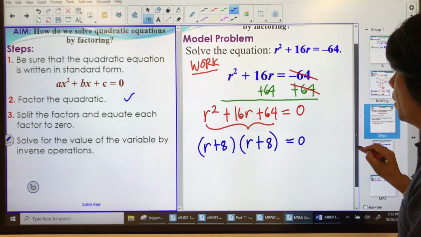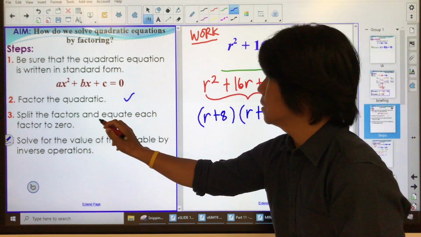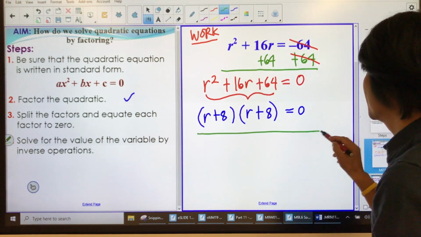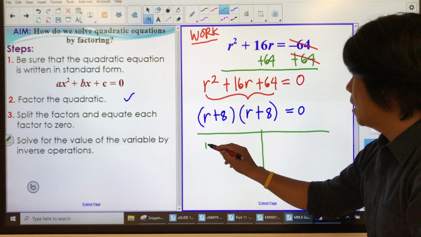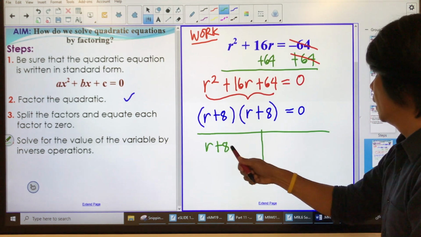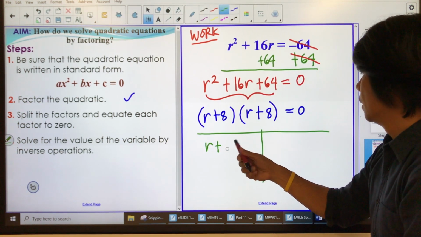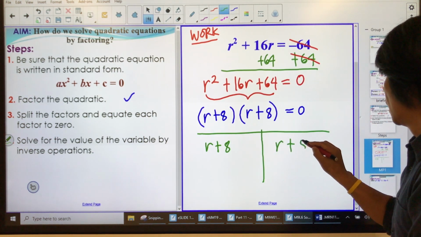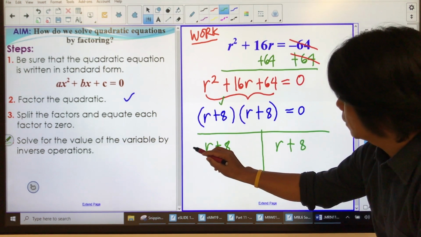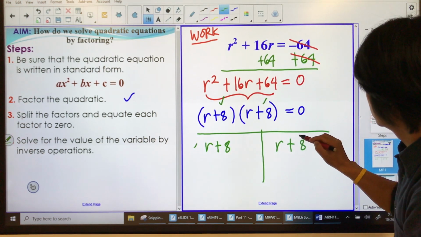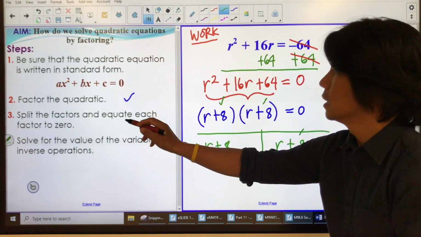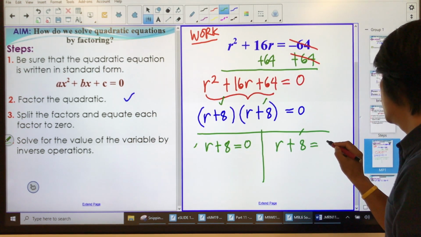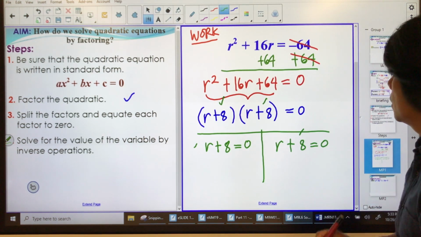Now, how about step 3? It says split the factors and equate each factor to 0. So that's a fancy way to say that I'm going to write down r plus 8 here, and another r plus 8. Again, this is the first factor. This is the second factor right here. And what does it say? Equate each factor to 0. So r plus 8 equals 0.